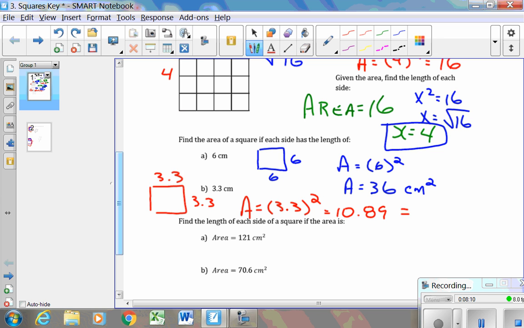Now, we don't usually write a whole bunch of decimals for our answers. Quite often the questions are going to say round off to 1 decimal place or round to the nearest tenth. So our answer that we're going to go with today is we're going to say this is 10.9 centimeters squared. And that's finding the area of a square.